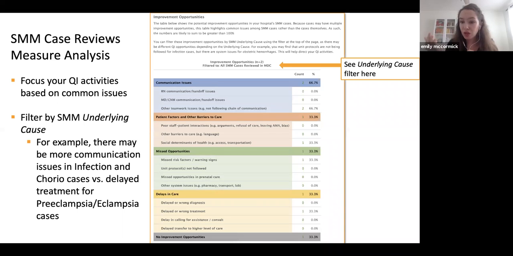So again, that filter that we showed at the top of the page will apply to this table as well. And then you can click into these numbers in order to view these cases to do a deeper dive.